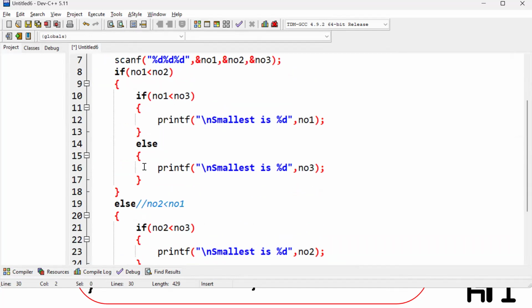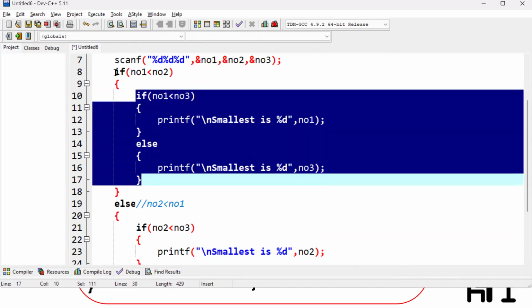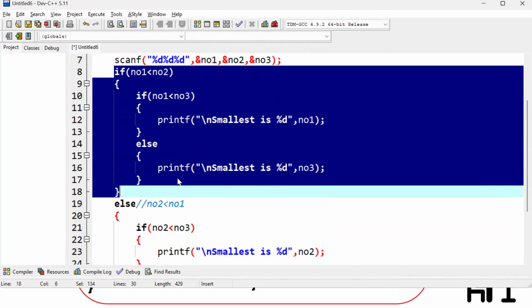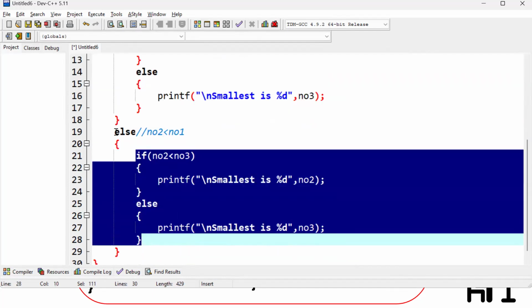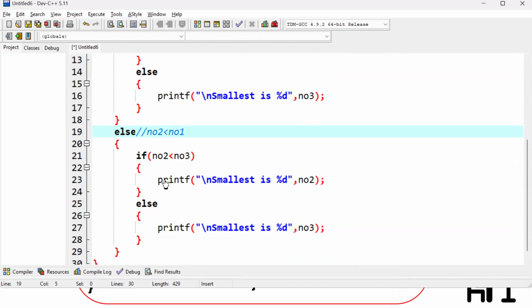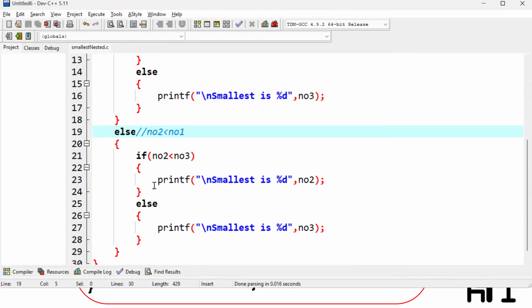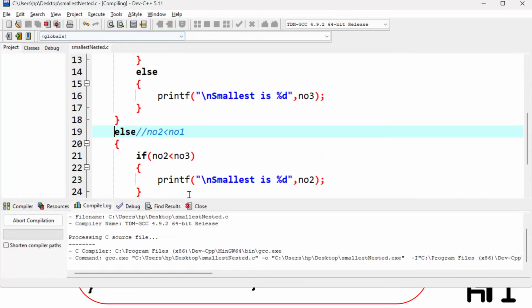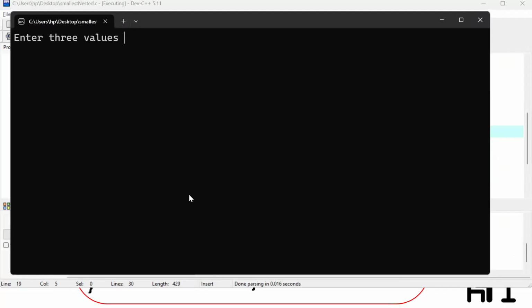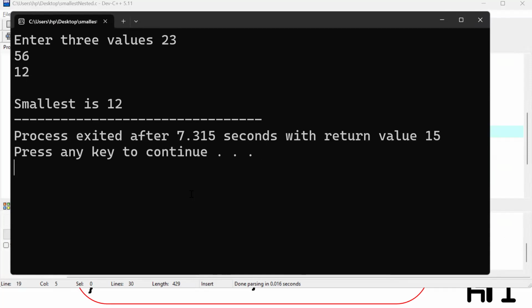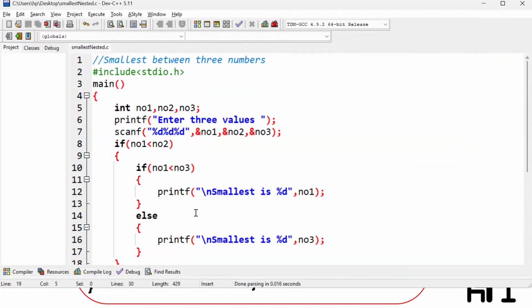Okay. So just to understand, an if else present inside another if is known as nested if else. An if else present inside another else is also known as nested if else. Okay. So let us compile and execute. Let us give 3 values: 23, 56 and 12. So who is the smallest one? 12. Okay. So this is the simplest approach to understand nested if else.